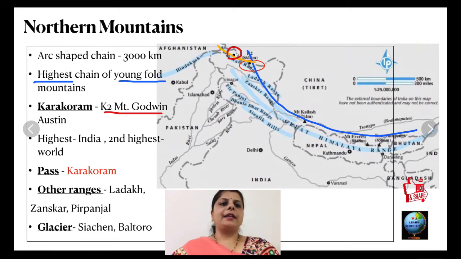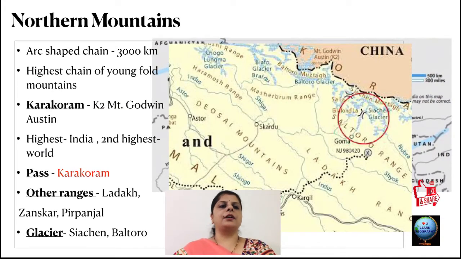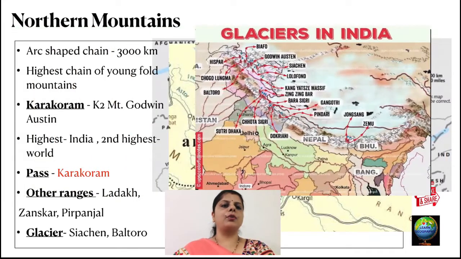Among the passes we have the Karakoram Pass, which allows the passage from one mountain to the other. Other ranges you can see in this image include the Ladakh range, then Zanskar range and Pir Panjal range. Two glaciers originate in this region: Siachen glacier and Baltoro glacier. You can see the location of Baltoro glacier here in this image.